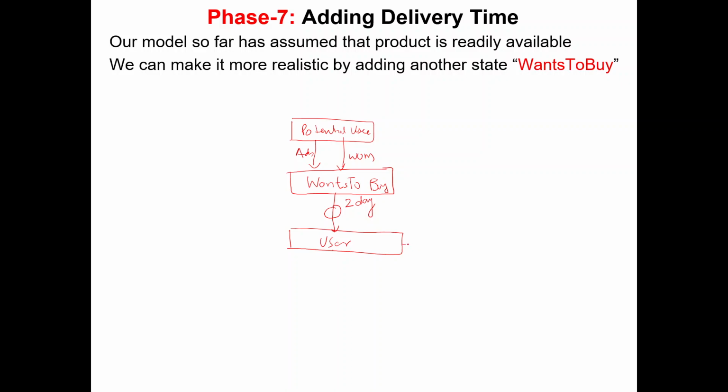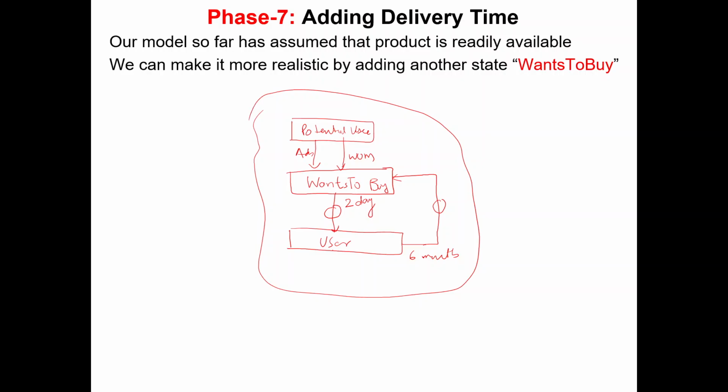And after, let's say, 6 months, when the product life finishes, the user will go back to the wants to buy state. So in this way we can add some more realism to our market simulation model. So let me just clear it.